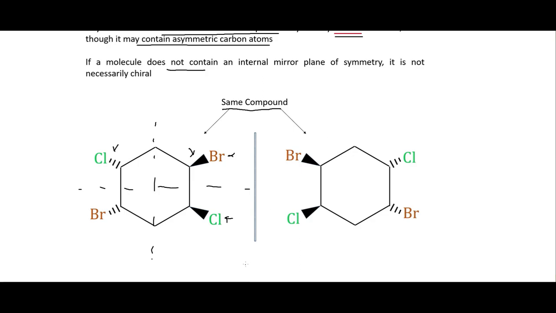So if we take the mirror image of the molecule, we get this. But with this, we could just flip this around. We could just rotate it around that way, and we would end up getting this same molecule back here. And so even though it does not contain an internal mirror plane of symmetry, it could still be achiral.